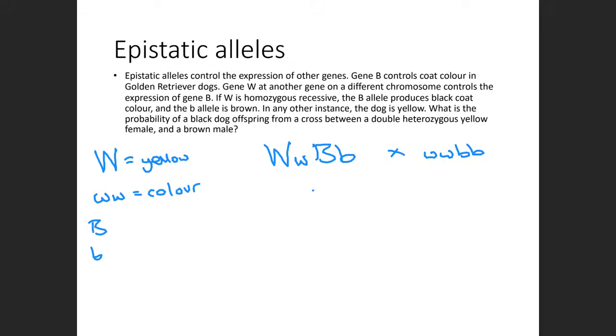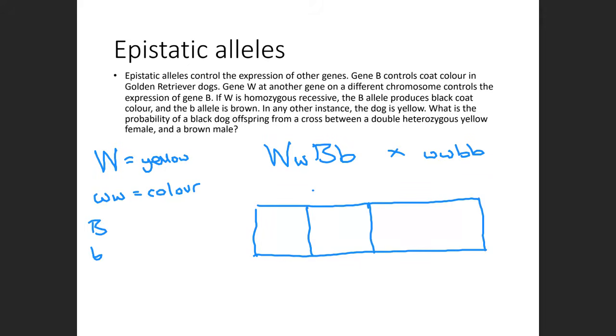So this is a 4-square Punnett square. When you create your Punnett square, I have to draw slowly because it seems to get confused if I draw these lines quickly. All right, so little b, little w are the only combinations of alleles in the sex cells from the brown dog, but we got 4 different sex cells in the yellow. We got big W, big B, it's Warner Brothers. We got big W, little b, little w, big B, and little w, little b.